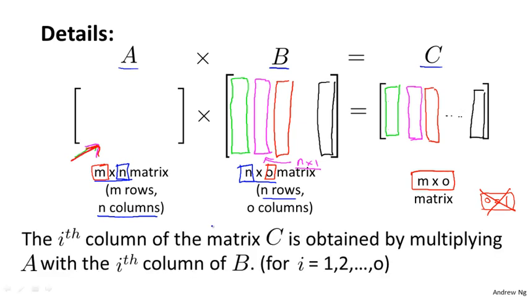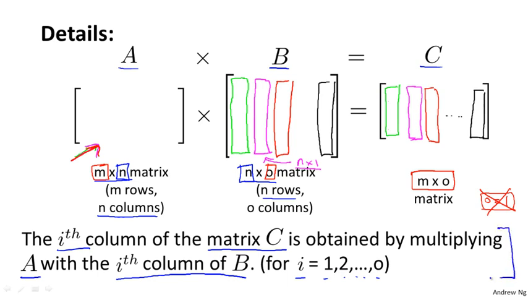Just to say that again, the ith column of the matrix C is obtained by taking the matrix A and multiplying the matrix A with the ith column of the matrix B, for the values of i equals 1 up through o.